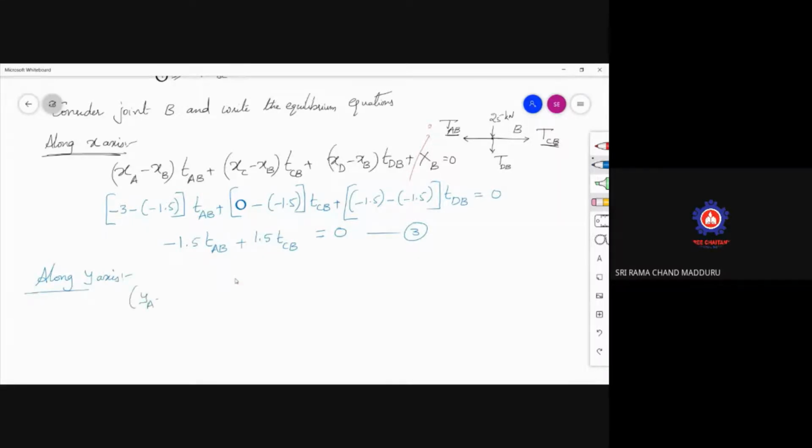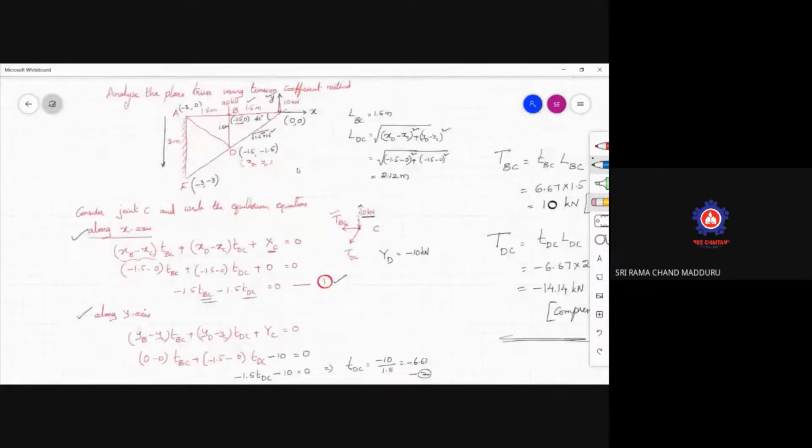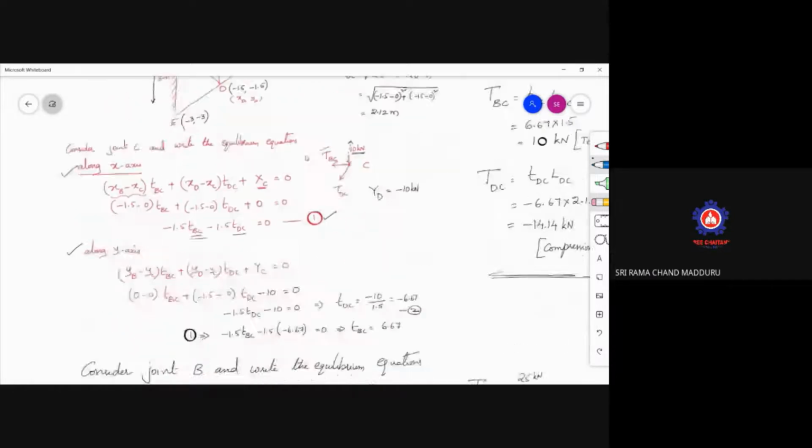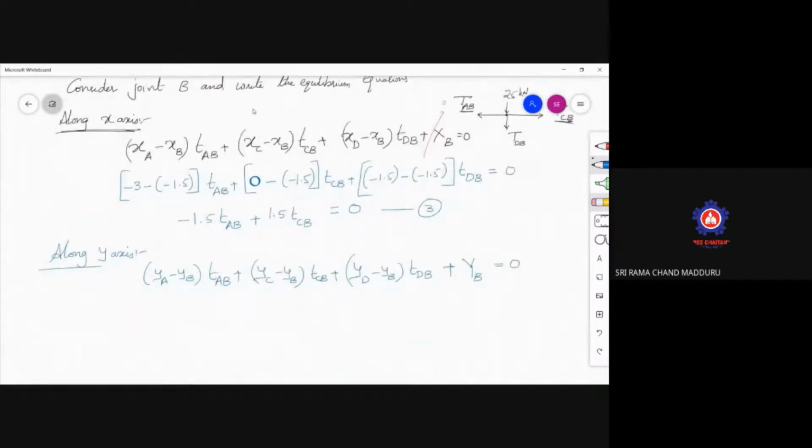YA minus YB into TAB plus YC minus YB into TCB plus YD minus YB into TDB plus the external force that is acting at joint B along the y direction. So for YA, just go to the diagram and observe the coordinates along the y direction. For A it is 0, for B also 0, for D it is minus 1.5. Substitute those values and get the equation.